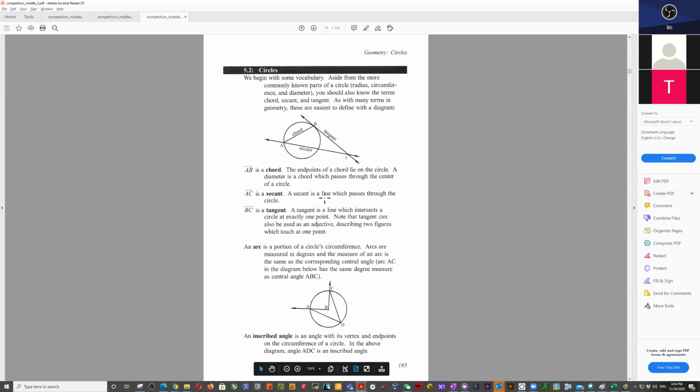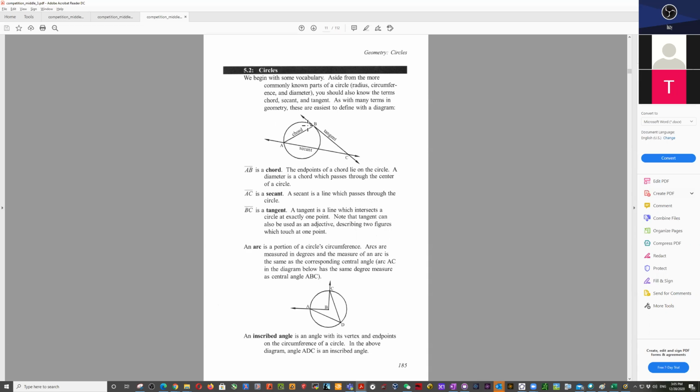So yeah, we are actually getting to the topic of the circle. To deal with circles, we have to know all the terminology of it. So if you have a segment that's sitting on the circumference of the circle, it's called a chord.